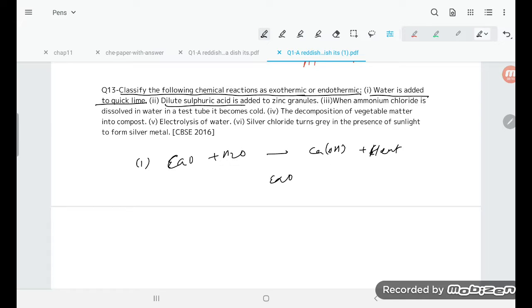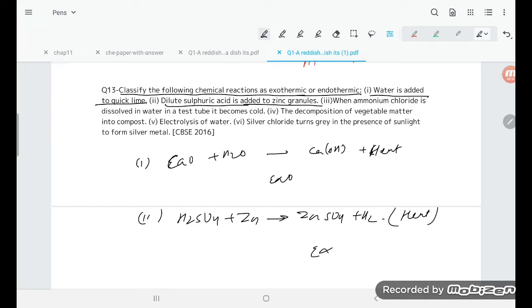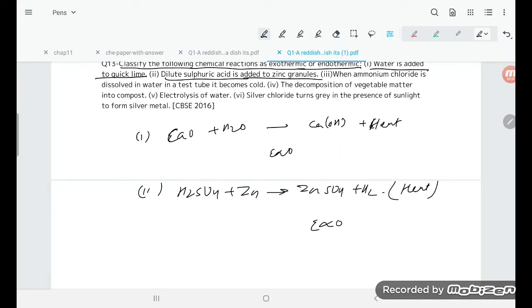Next one, dilute sulfuric acid is added to zinc granules. So this is again exothermic. H2SO4 plus Zn gives ZnSO4 plus H2. Heat is also produced, student. Heat produced means it is an exothermic reaction. Third one, when ammonium chloride is dissolved in water in a test tube, NH4Cl.